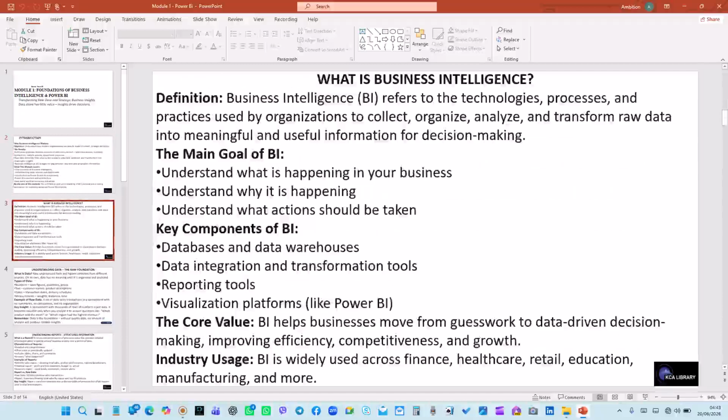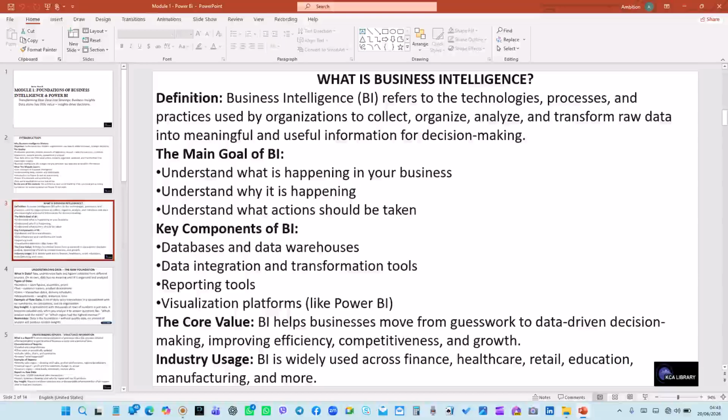What is business intelligence? By definition, business intelligence (BI) refers to the technologies, processes, and practices used by organizations to collect, analyze, organize, and transform raw data into meaningful and useful information for decision making. The main goals of BI include understanding what is happening in your business, understanding why it is happening, as well as understanding what action should be taken.